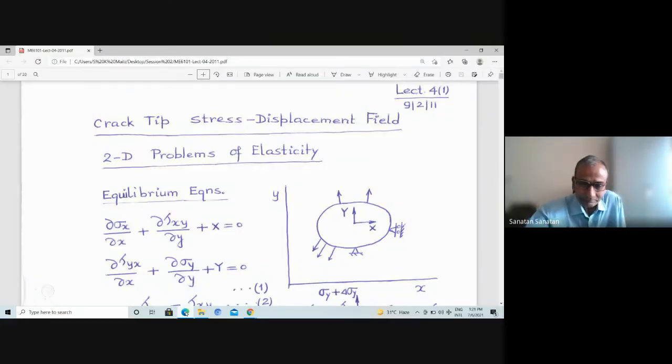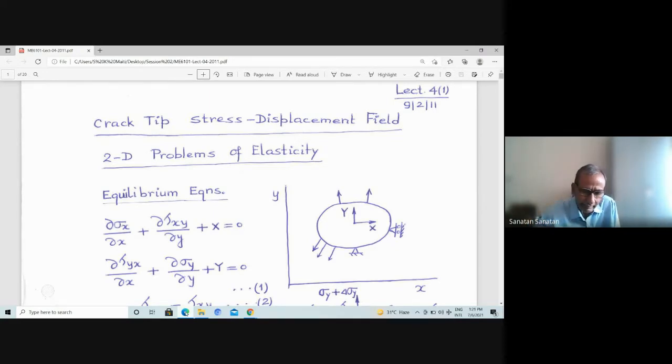So welcome back, and today my objective is to talk about something which is a little new to you, in the sense that yesterday we talked about the SIA-based approach, and then we said that Irwin is a person who analyzed the stresses around the crack tip, and he could link whatever he wanted to say with the earlier development of Griffith. So that's how it is.